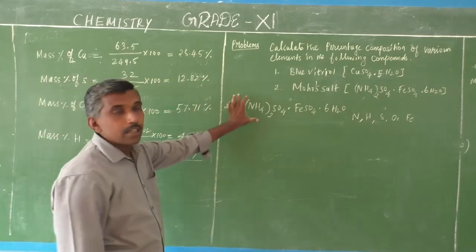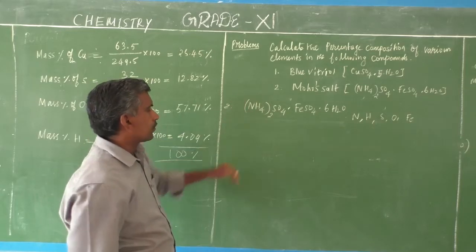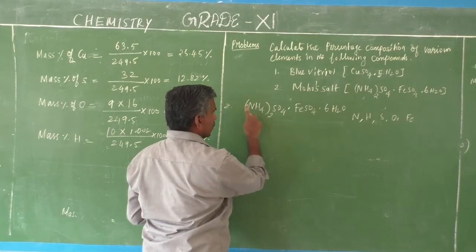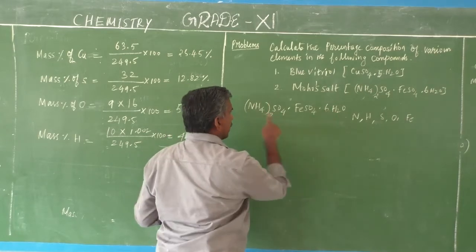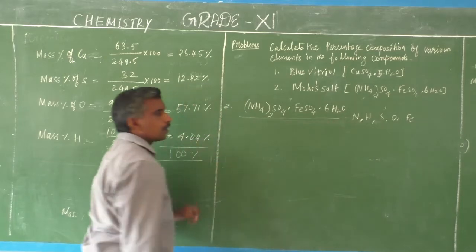The salt name is a double salt. This is Mohr's salt. What is the name? Mohr's salt. Chemical name: ammonium sulfate, ferrous sulfate, water molecules. Hydrated ammonium sulfate and ferrous sulfate. This is Mohr's salt.